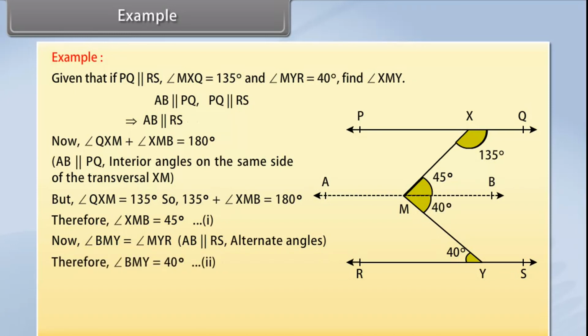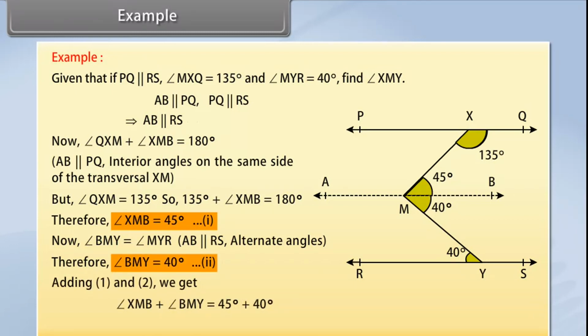Mark it as 2. Now adding 1 and 2 we get angle XMB plus angle BMY is equal to 45 degree plus 40 degree. Hence, angle XMY is equal to 85 degrees.